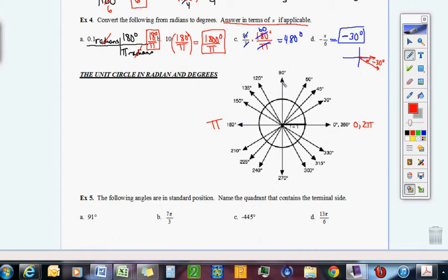So instead of multiplying by pi over 180, I want to think conceptually. 180 degrees is pi, so 90 degrees would be half of that. This is a pi over 2.